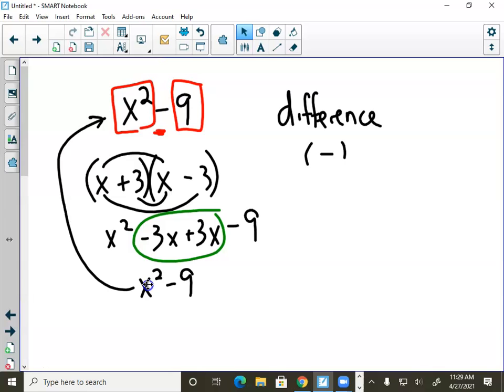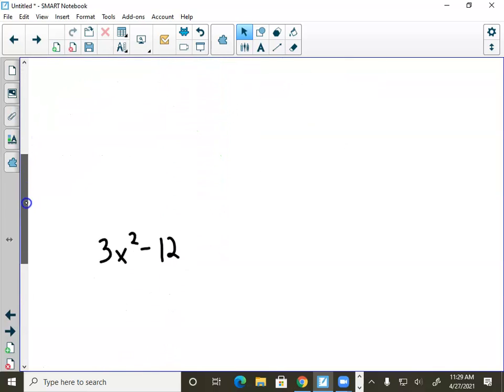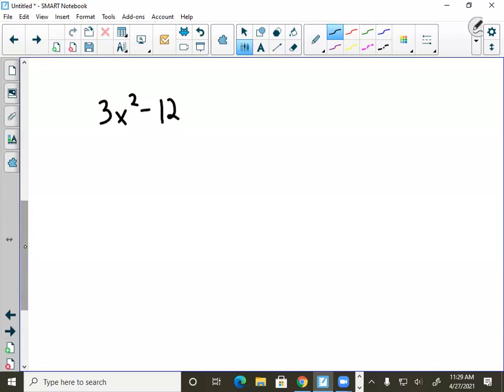All right, let's do another example. You can see these are not that hard once you know what the methodology is. So here's an example that doesn't look like it's going to be the difference between squares. But if you remember, every time you factor, you always want to see if there's a GCF. That's always your first attempt. And in this case, there is. So we're going to factor out a 3. Now we're left with x squared minus 4.